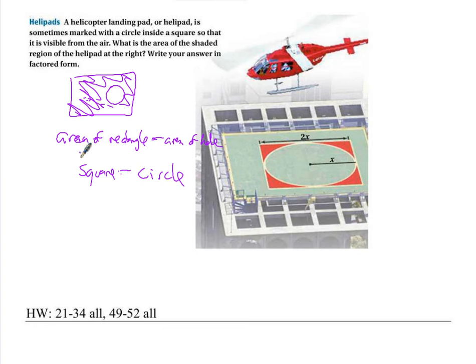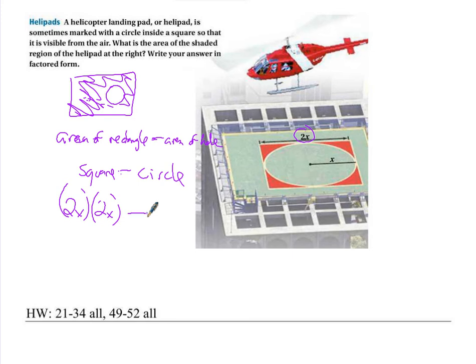Now, that means I need to figure out the area of the square. How do I find the area of a square? Length times width, base times height. That's right. Well, the only dimension they give me is that one. But all four sides are the same. So the area of the square is going to be 2x times 2x, or just 2x squared outside, right? That gives me the area of the square.